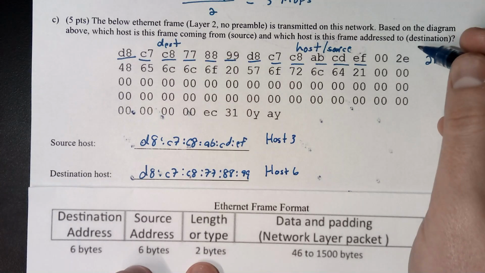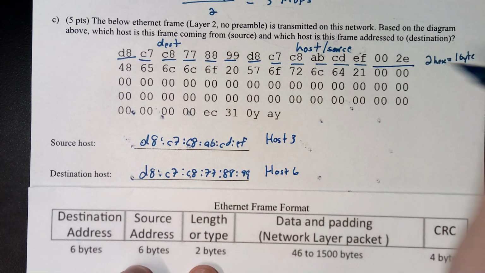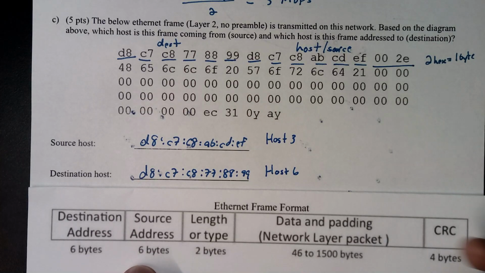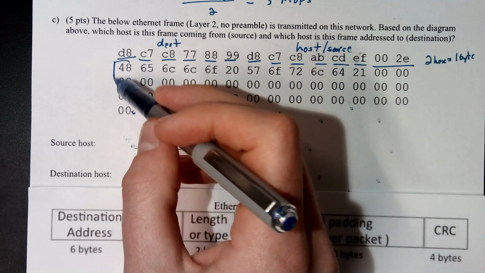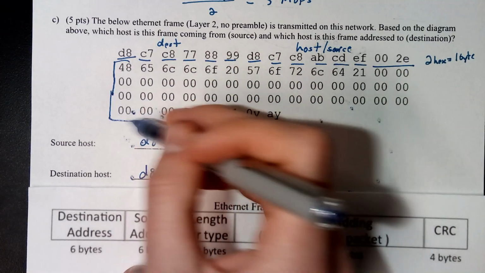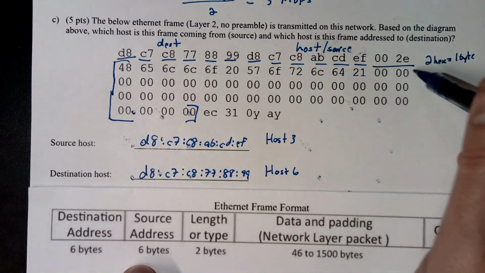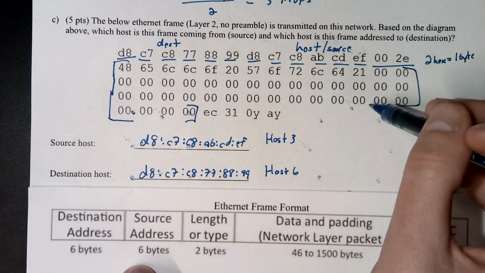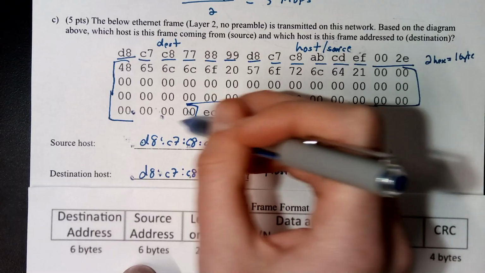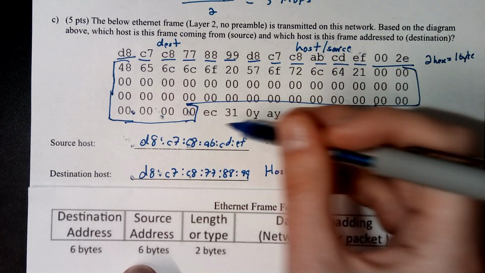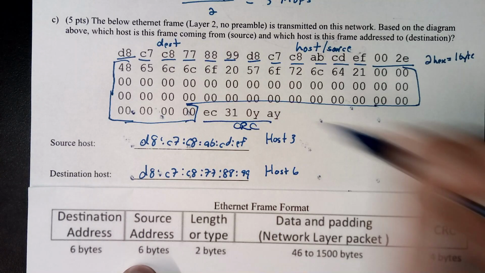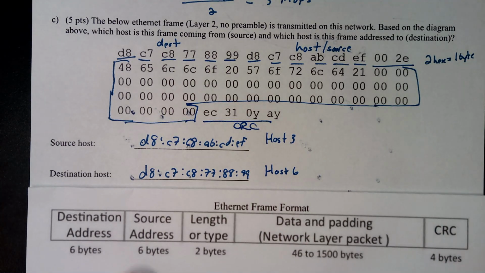The length or type is the next 2 bytes. Then our data is everything else from there down to the last couple of bytes. So this is all data, and then we stop at that last part, which is our CRC, looking at this format. Our last 4 bytes given to us are the CRC.